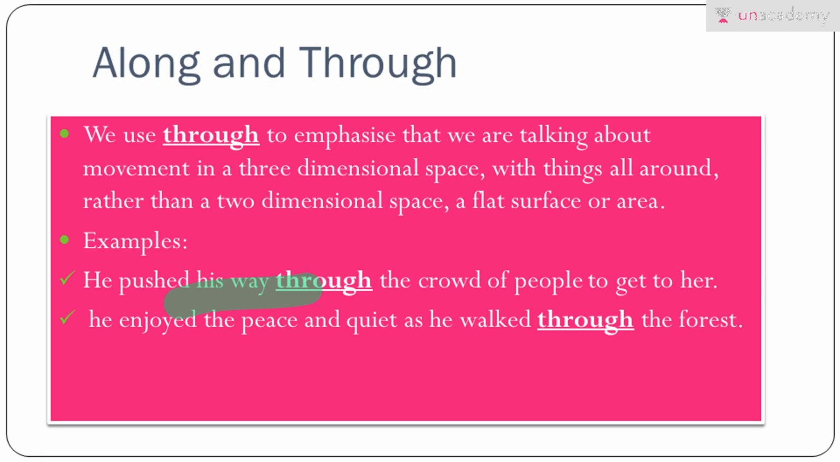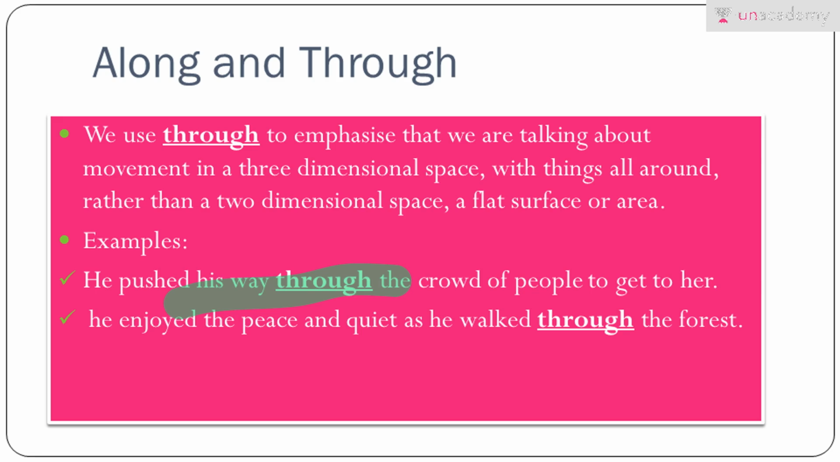He pushed his way through the crowd of people to get to her. You can see that there is 3-dimensionality. How? We have the road that is 2-dimensional, and another dimension that is there is the crowd. So there are actually 3 things through which this person is passing, and thus we use it. He pushed his way across the crowd of people would be wrong. So we instead use: he pushed his way through the crowd of people to get to her.